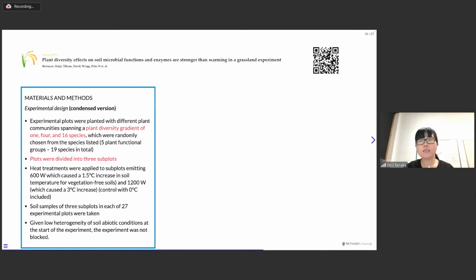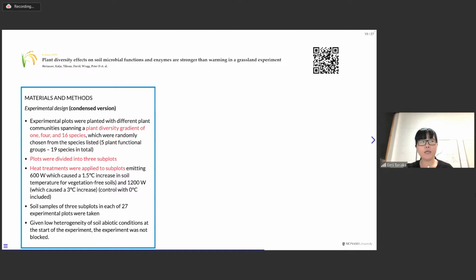Unit-wise, there's a part that says plots were divided into 3 subplots. This describes a hierarchical structure within the units, so subplots are nested within the plots. And then we've got the heat treatments. This one specifically says it's applied to subplots.